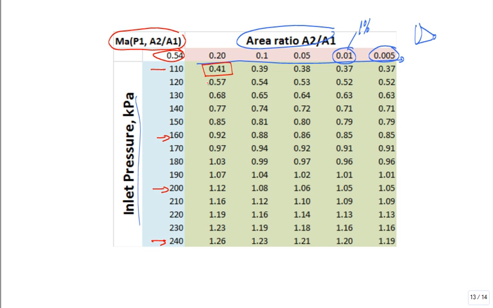The exit speed is 41% of the speed of sound under this area ratio and that inlet temperature. And then you see, well, if I boost the pressure, what's the trend in the Mach number? It goes up. What can you tell me about when the Mach number is greater than 1? We would call that flow supersonic. It's supersonic flow.